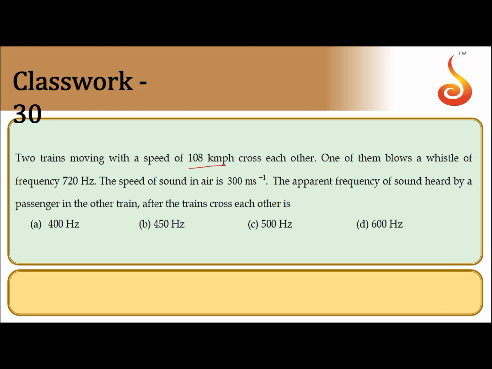So in this case, trains are approaching each other. So the passenger is also moving and the train is also moving. So source and listener both are moving. Both are moving at 108 km per hour. So 108 km per hour means, see here, after crossing each other, the observer is going this way, the source is going this way. So this is also 108, this is also 108.